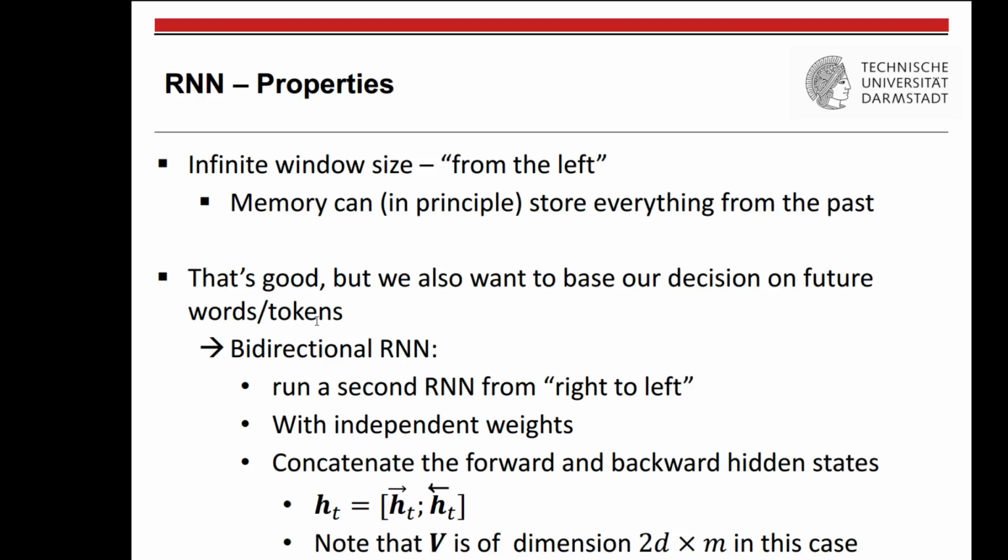But for other problems, when a sentence is given and you want to classify one token, one word in the sentence, and it's written text, you can see the previous text, and you can also see the future text, right? So in many other cases, both past and future are given. So that leads to bidirectional RNN. So you run a second RNN from right to left, with independent weights, and you concatenate the forward and backward hidden states. So you have 2 hidden states at each time step. You concatenate them to have one big hidden state vector. And then V becomes of dimension 2D. So if they each have dimensionality D, then that would become 2D times M.